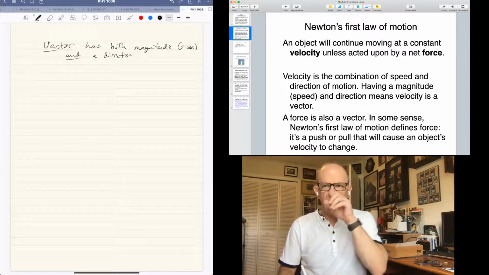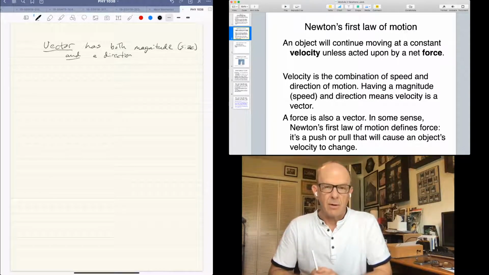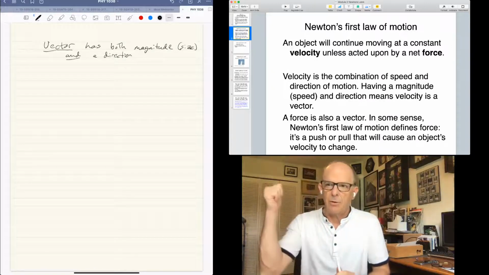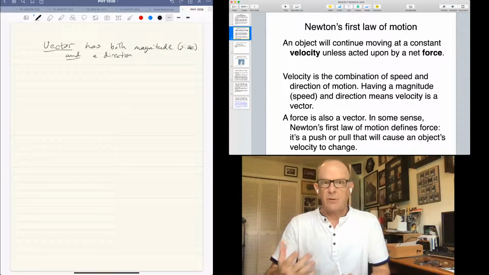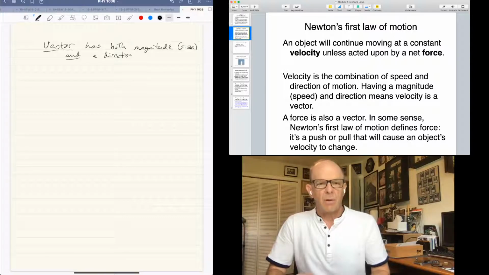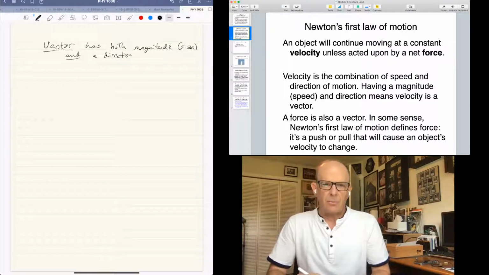So a quantity such as, say, temperature does not have a direction. It's not 35 degrees that way or 72 degrees this way. It's just a magnitude. It's just a number. So temperature is not a vector. Velocity is your speed in a particular direction.